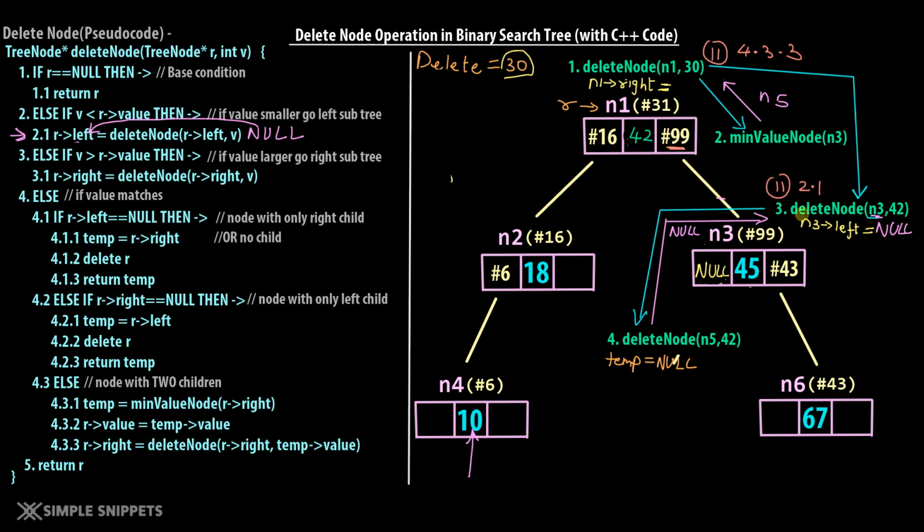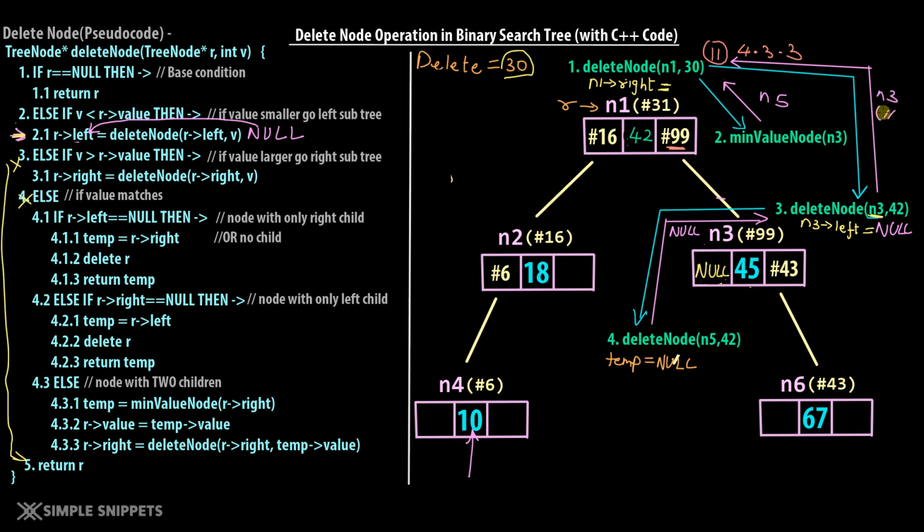Also this third delete node has resumed its operation from step number 2.1. That is after 2.1, and after 2.1 we will directly jump to step 5, because 3 and 4 will not be executed because this else if got executed. So over here we are saying return R. R is nothing but n3. So n3's address will be returned to the calling function. Who had called this third delete node? It was called by the first delete node. So you'll go back with n3's address. What is the address of n3?